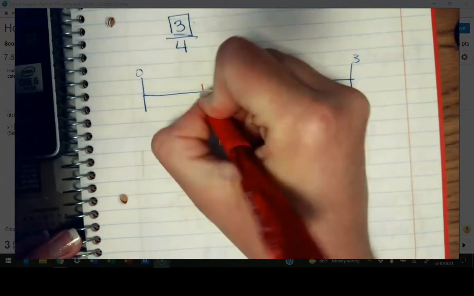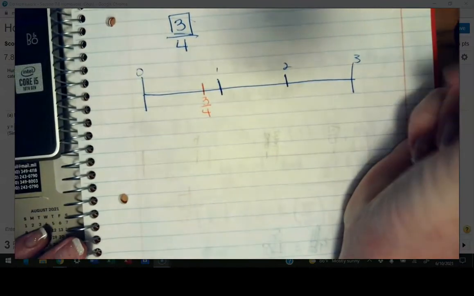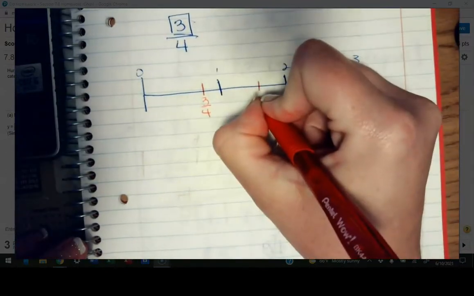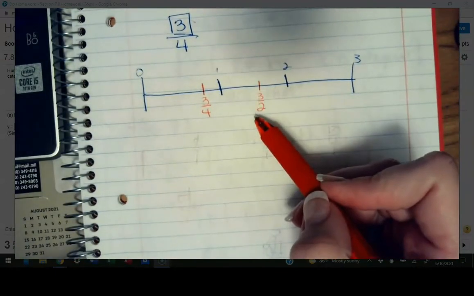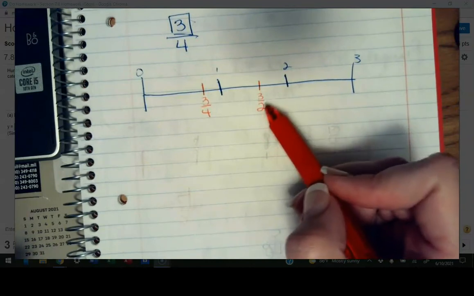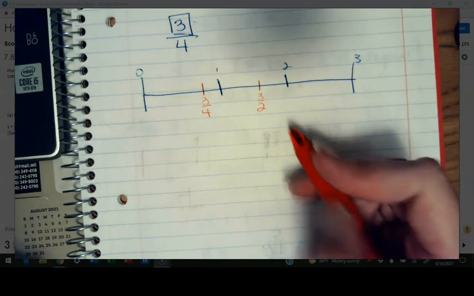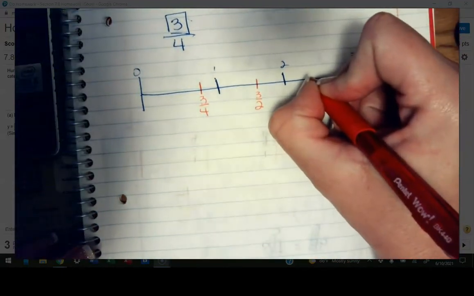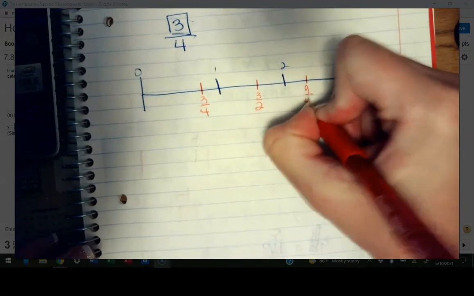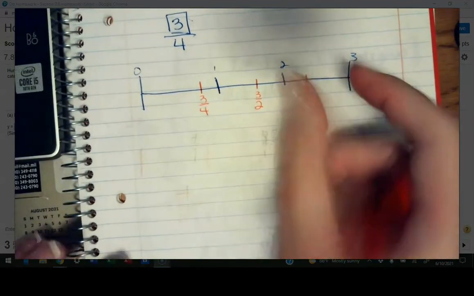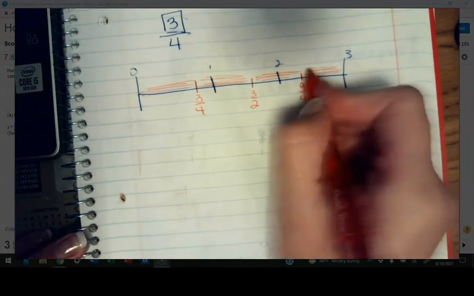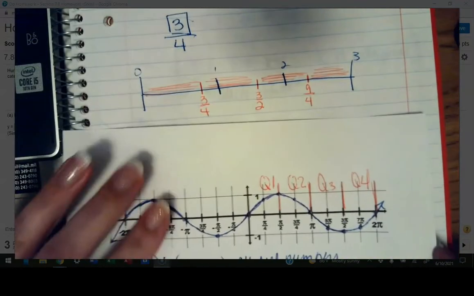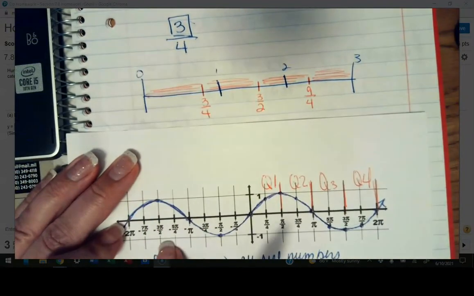So this is going to be 3/4. Well, 3/4 plus 3/4 is 1.5, so that's going to be 3/2. And then 3/2 plus 3/4 is 6/4 plus 3/4, which is 9/4, which is 2 1/4. That's going to be right here. And then the remaining 3/4 will be here. So now I've got this divided up into 4 equal units. These are my increments. Now, why did I do that? Because now I know that 3/4 of the way through, I should have a peak.